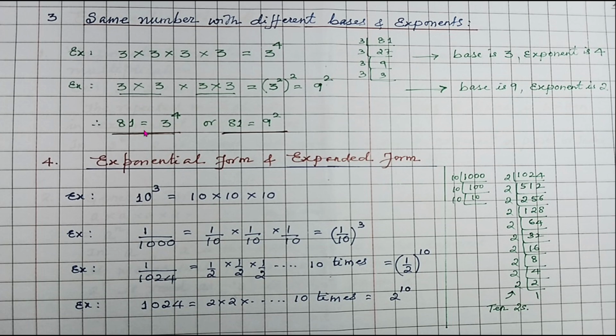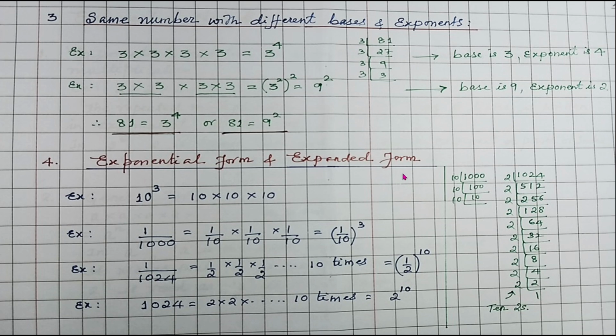That means 81 can be written as 3 raised to 4, or 81 also can be written as 9 raised to 2. That means the same number 81 can be expressed with different bases and different powers. That is what we have to remember. Same number can be written with different bases and exponents. So 81 is written as 3 raised to 4 here, base is 3, power is 4. 81 again is written with base 9 and power 2. Remember that.